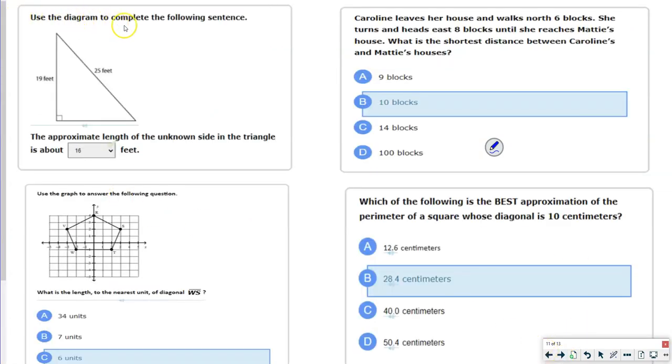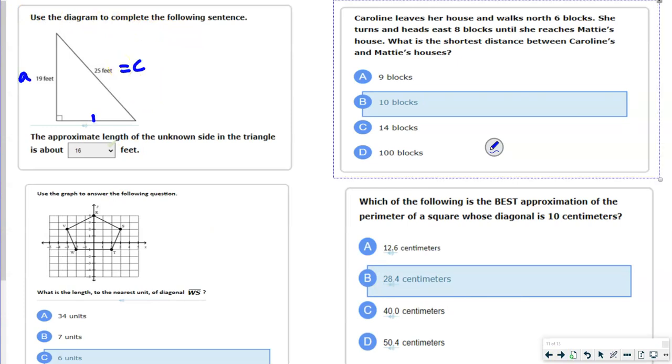So this is our CFA3A talk. On this one, it says in the diagram, complete the following sentence. Here again, this is going to be our C, this would be A, and this would be B down here. So we're going to go A squared plus B squared equals C squared. So this is going to be 19 squared plus B squared equals 25 squared. This is going to be 625 and 19 squared.